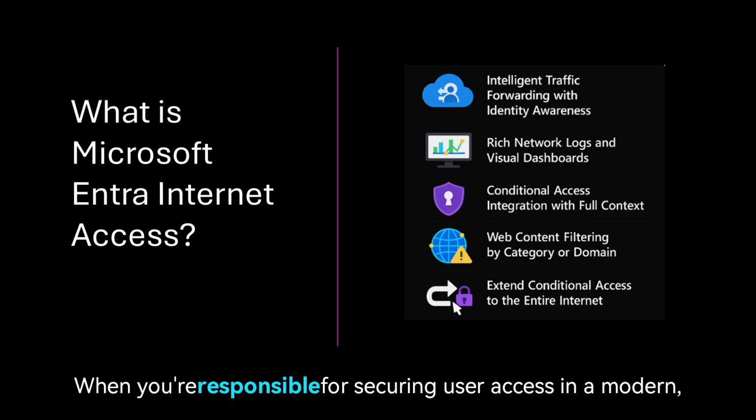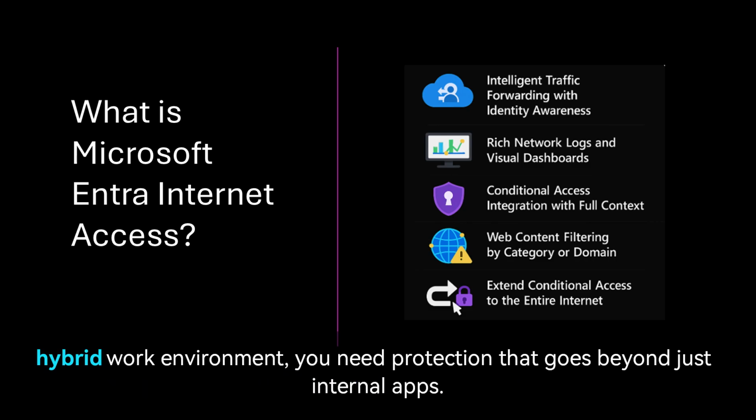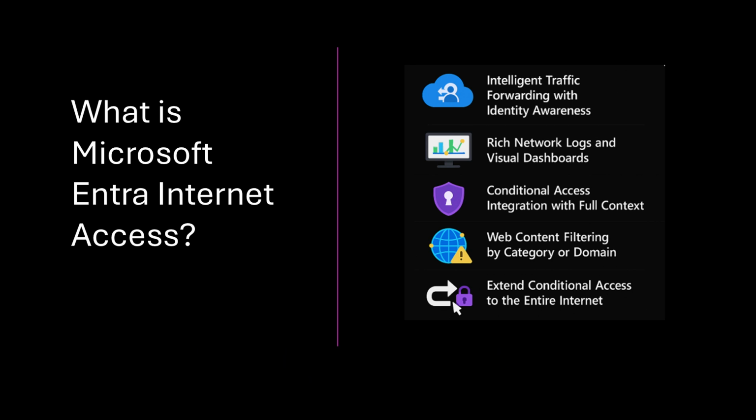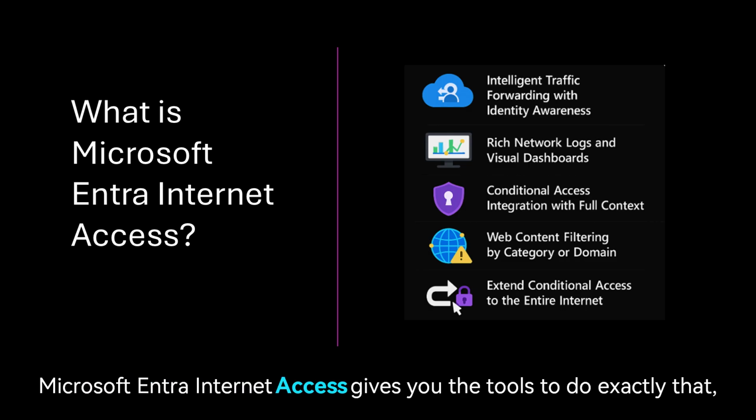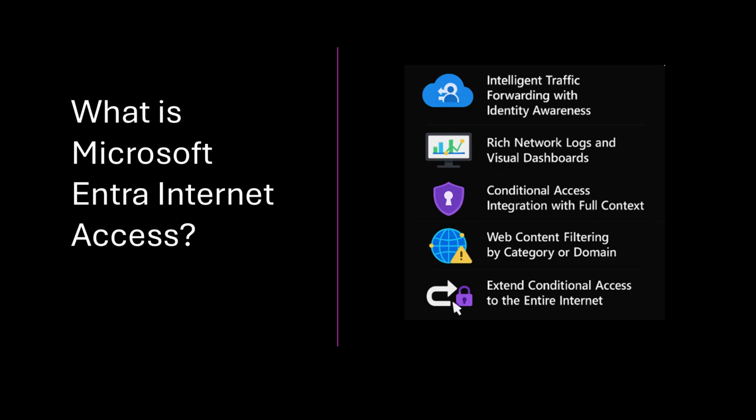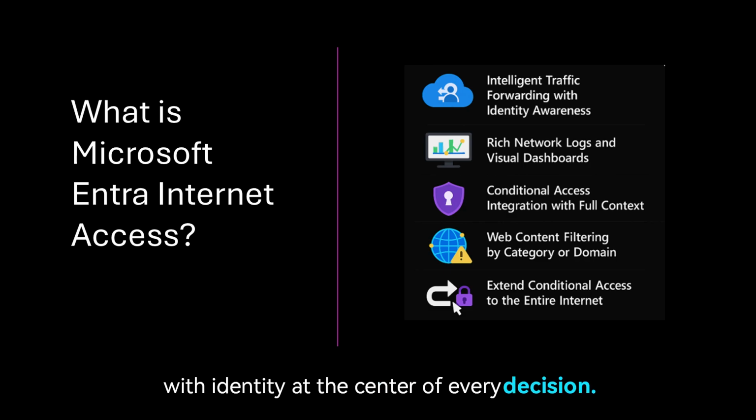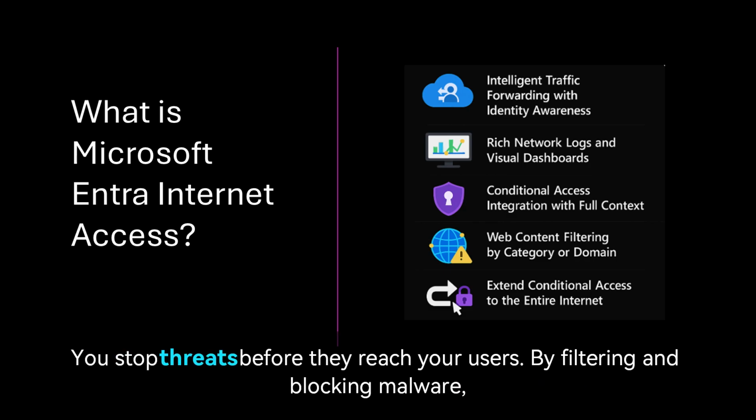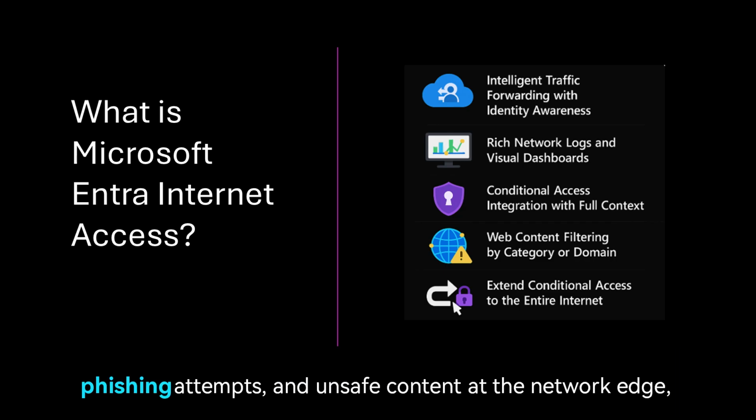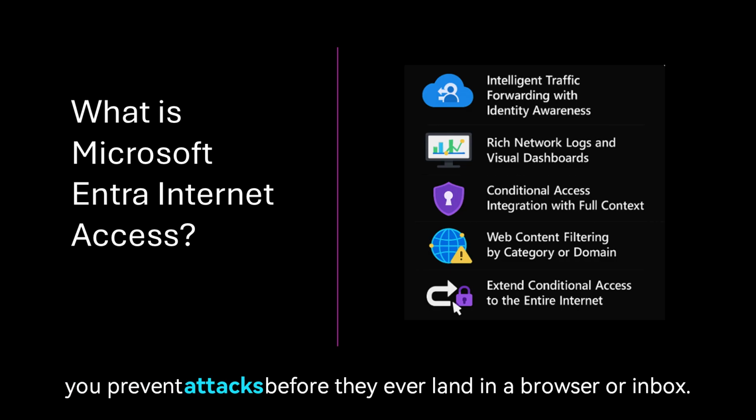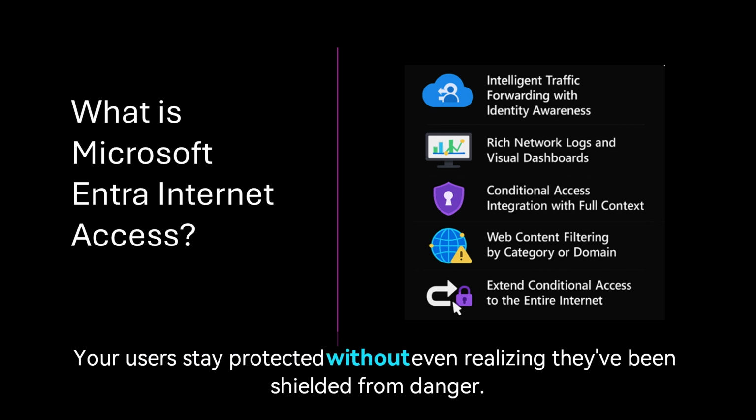When you're responsible for securing user access in a modern hybrid work environment, you need protection that goes beyond just internal apps. Microsoft Entra Internet Access gives you the tools to do exactly that, with identity at the center of every decision. You stop threats before they reach your users. By filtering and blocking malware, phishing attempts, and unsafe content at the network edge, you prevent attacks before they ever land in a browser or inbox. Your users stay protected without even realizing they've been shielded from danger.